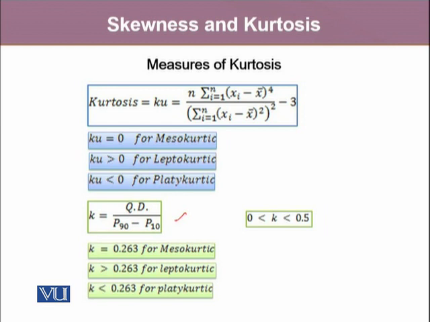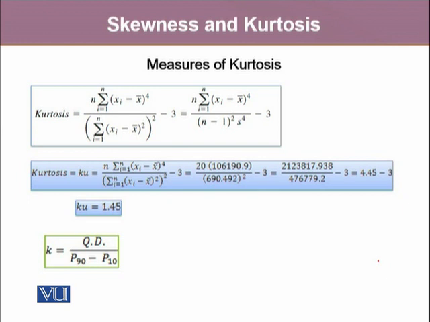In the moment formula, if the value of Ku is equal to 0, the distribution will be called mesokurtic. And if the value of Ku, which is the coefficient of kurtosis, is greater than 0, it will be called leptokurtic. And if the coefficient of kurtosis has a value less than 0, it will be platykurtic. But if we use the formula based upon quantiles, here K ranges from 0 to 0.5. If K is equal to 0.263, it will be mesokurtic. If K is greater than 0.263, it will be leptokurtic. And finally, if K is less than 0.263, it will be platykurtic.